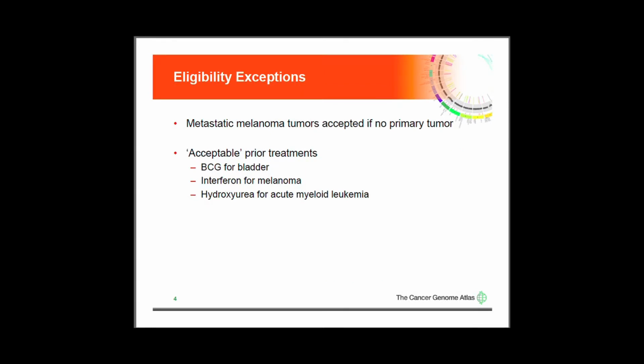There are some exceptions. If anyone's interested in melanoma, the primary tumors for melanoma are very hard to find, so an exception has been made. Most of those come in with metastatic only. And there are exceptions to prior treatments. Sometimes standard of care dictates we will not get any samples unless certain treatments are allowed. So for these tumor types, we do allow some of these other treatments.